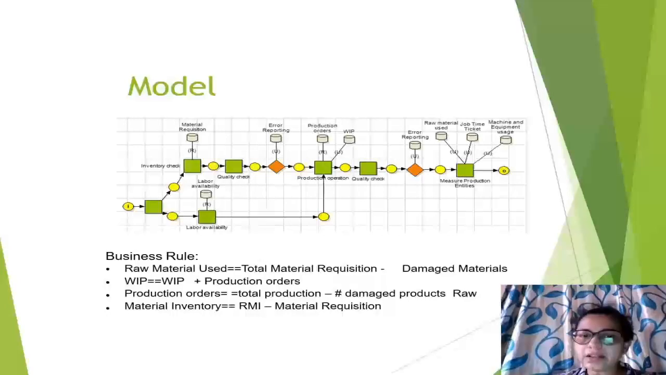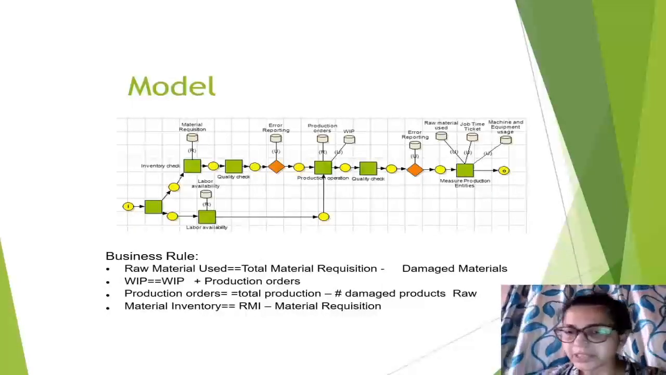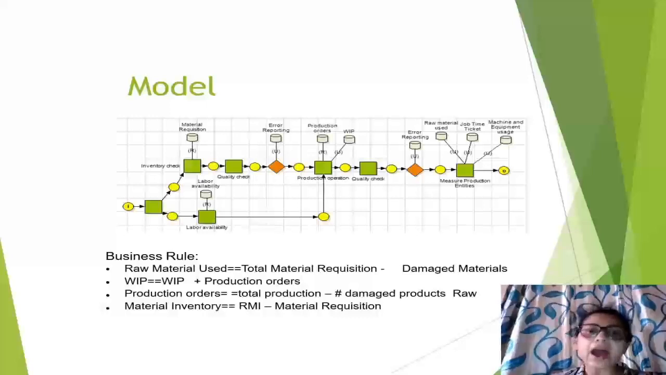This is the model where you need to check the material inventory we have in hand, how much material we require, then the raw material used, how much raw material is required and how much raw material may be damaged that cannot be used. Based on that, we need to go for the purchase.